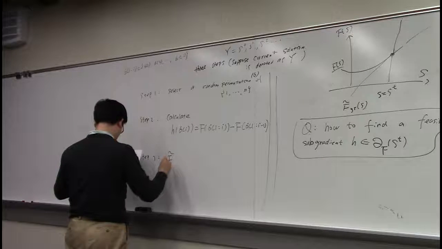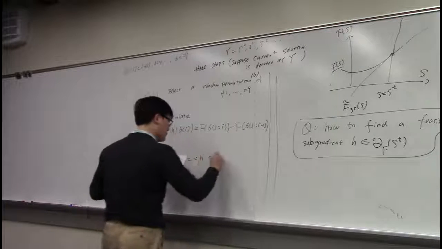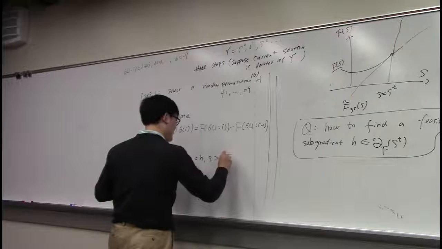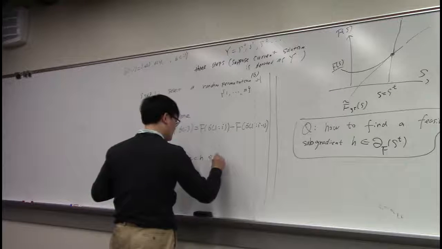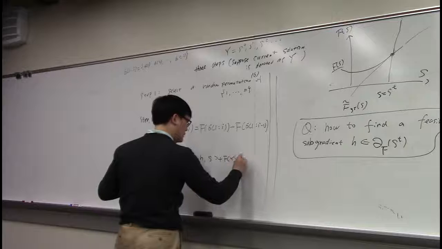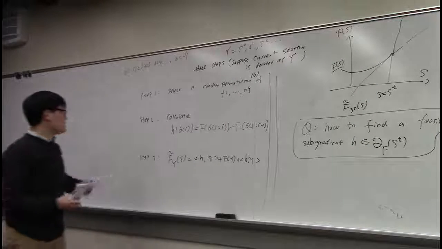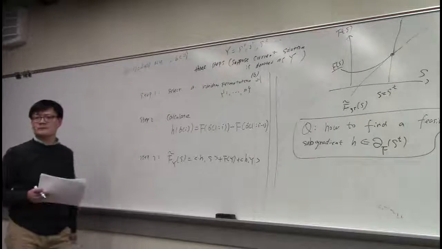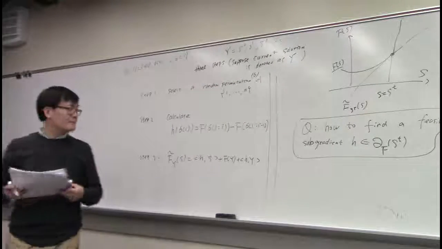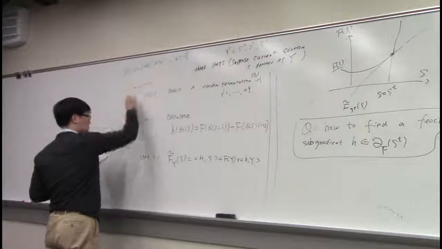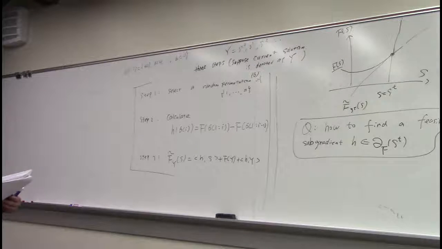And then step 3, we have h^T S plus f(Y) minus h^T Y. So basically, in step 2, we calculate h. It relies on a random permutation sigma.